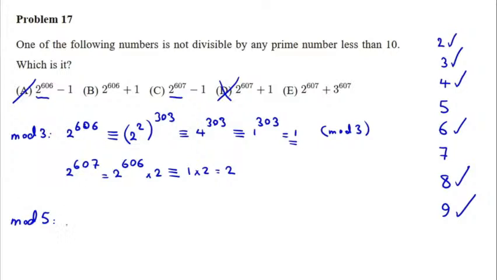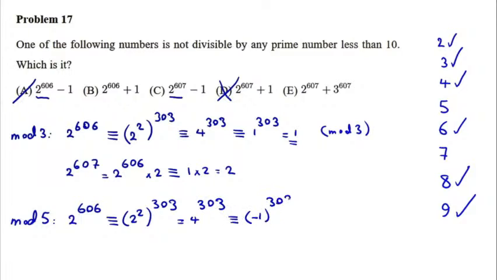Okay, mod 5. Mod 5, 2 to the power of 606. If you want to consider mod 5, it is 2 squared to the power of 303. It will be 4 to the power of 303. 4 mod 5 is negative 1. So it will be negative 1 to the power of 303, which will be negative 1. And mod 5, it will be 4. And so 2 to the power of 606 plus 1 will be a multiple of 5.